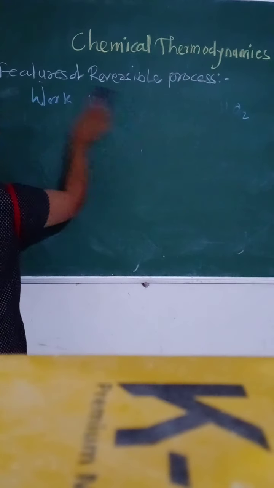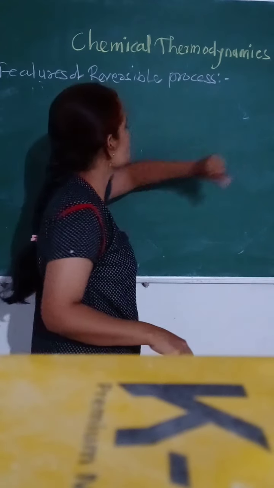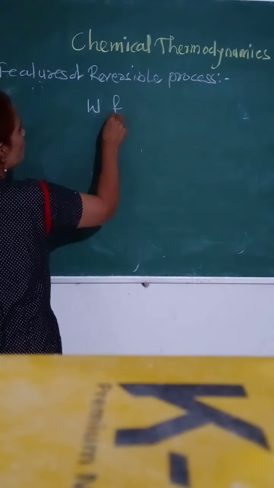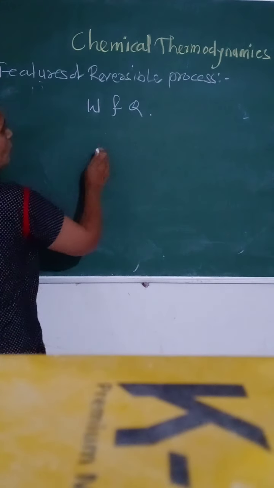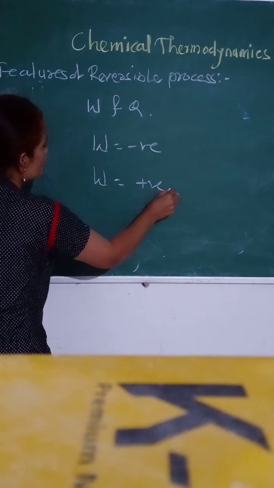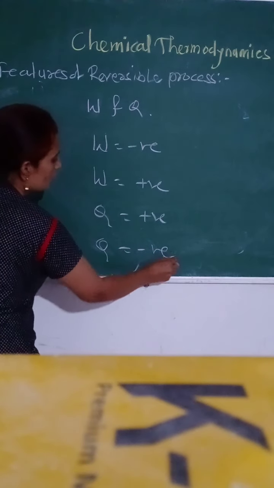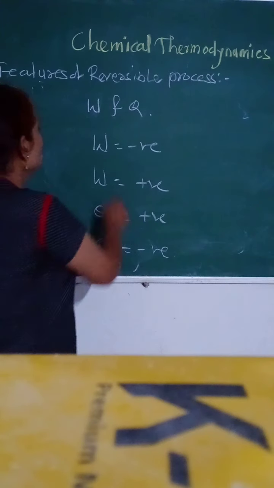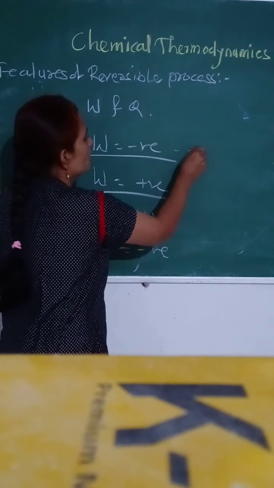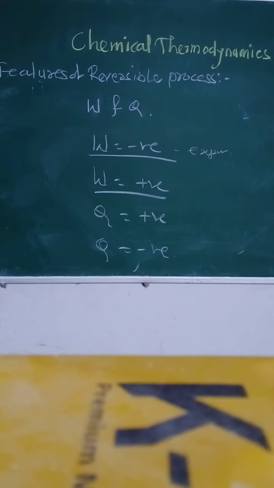See here the sign convention of W and Q, because here we have to study the two processes, compression and expansion. W will be negative, W will be positive; Q will be positive and Q will be negative. These are the sign conventions. Here W, work done, will be negative when the gas expands, which means the system does work, that is, work done by the system on the surrounding.